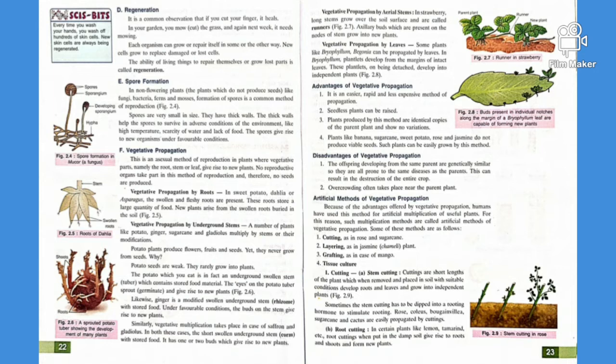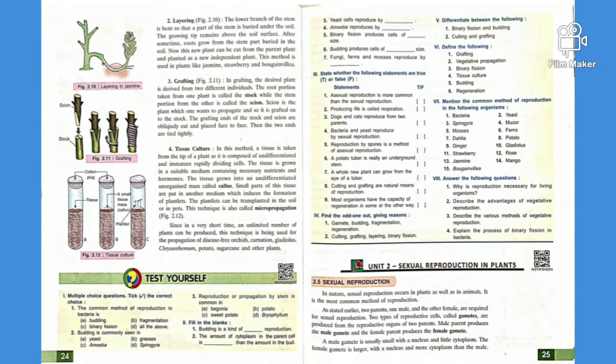Fragmentation. Sometimes the body of an organism is broken accidentally. Each segment or fragment germinates and produces a new individual. For example, hydra, spirogyra, oedogonium, etc.